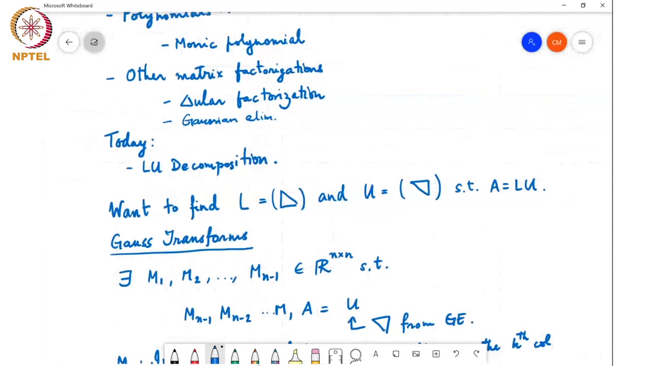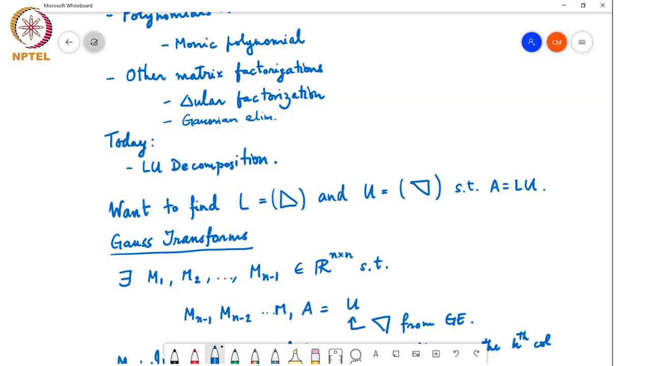Our goal is to find a matrix L which is lower triangular and U which is upper triangular, such that an n cross n matrix A can be written as the product of these two matrices, L times U. And here A is an n cross n matrix, and so are L and U, both are n cross n matrices.